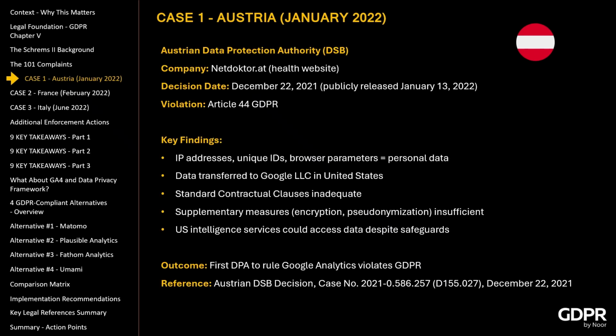Case 1: Austria DSB decision. The data was personal data. IP addresses, unique IDs, and browser parameters were ruled to be personal data under Article 4(1). Google's claim of anonymization was rejected. A transfer to the US occurred. Google Analytics sent European user data to Google LLC in the US, triggering Chapter 5. SCCs were not enough. The DSB found that standard contractual clauses could not compensate for US surveillance law. Supplementary measures failed. Google's encryption and pseudonymization measures were deemed insufficient because US authorities can compel access or decryption.